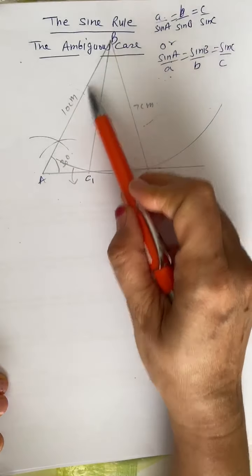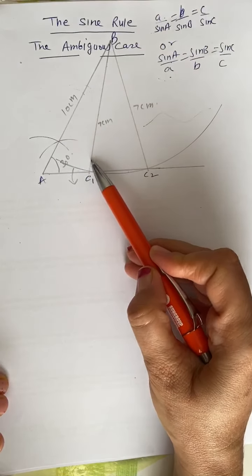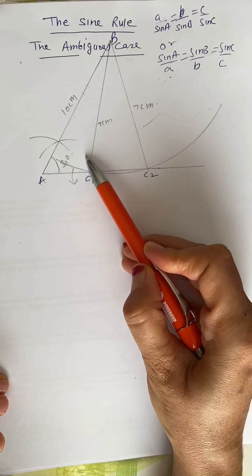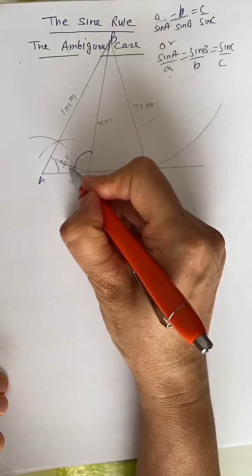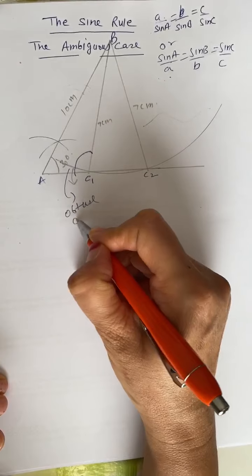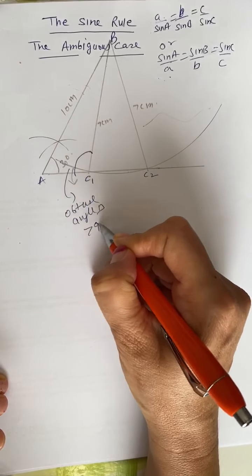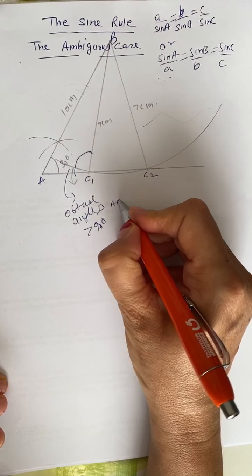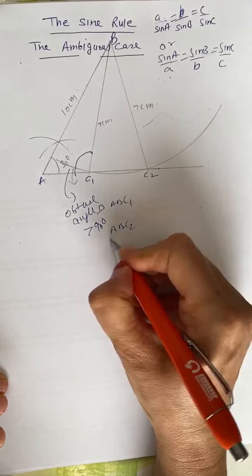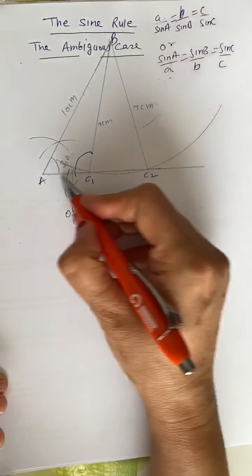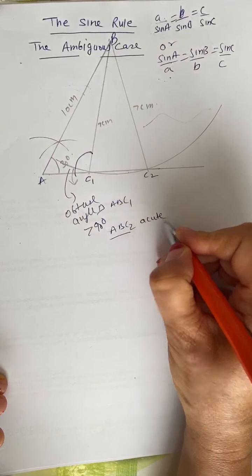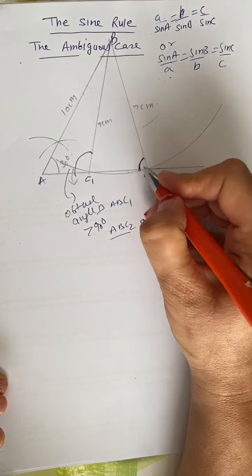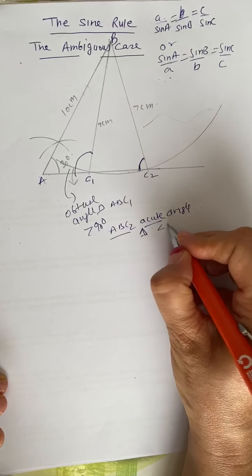Now, what is the difference between these two triangles? If you look at this triangle, it's an obtuse angle triangle. I hope you know what an obtuse angle triangle is. Obtuse angle means this angle is greater than 90 degrees. So this triangle I'm talking about is ABC1, whereas ABC2, which is this one, is an acute angle triangle. Here, this angle is acute, meaning it is less than 90 degrees.